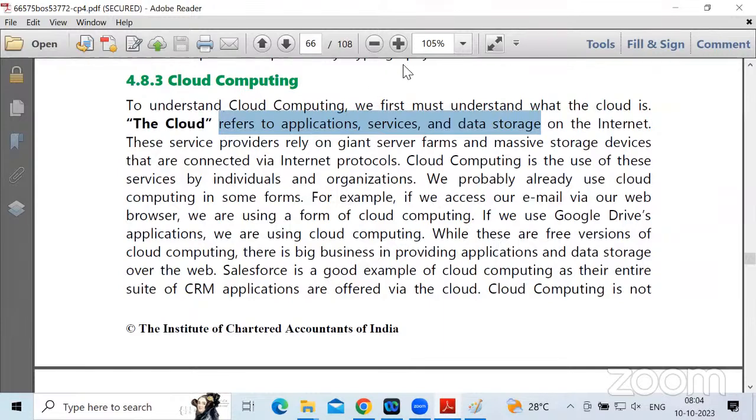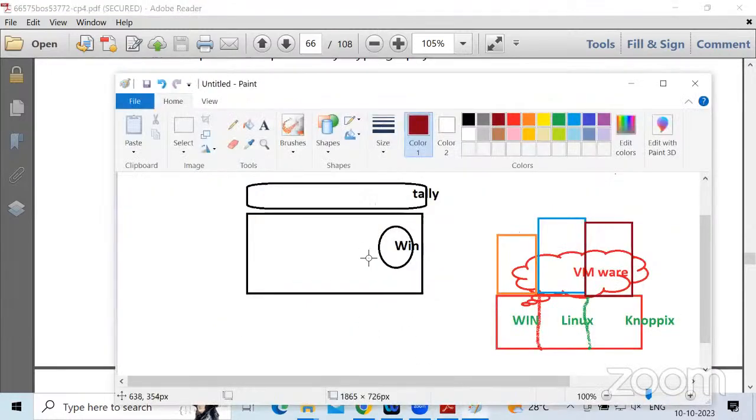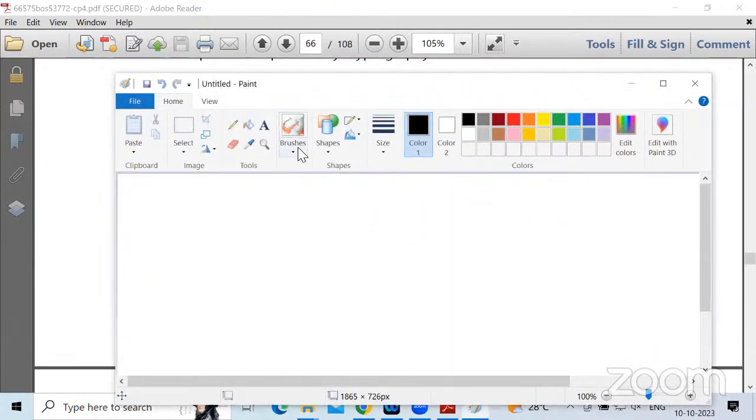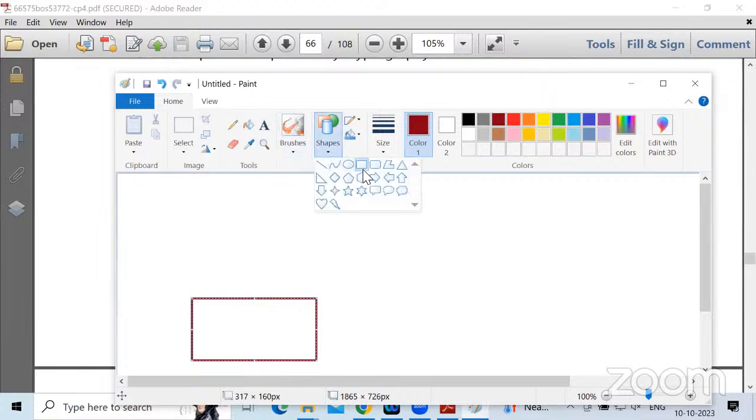When you want to develop a software, you must have hardware, that is, a computer infrastructure. On this infrastructure, on this hardware, you are going to load something called software.